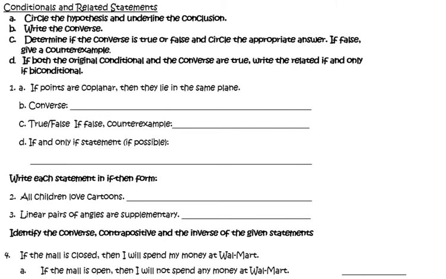Okay, so the directions have 4 steps to them. First, we want to circle the hypothesis and underline the conclusion. Remember, the hypothesis is what follows the if, and the conclusion is what follows the then.